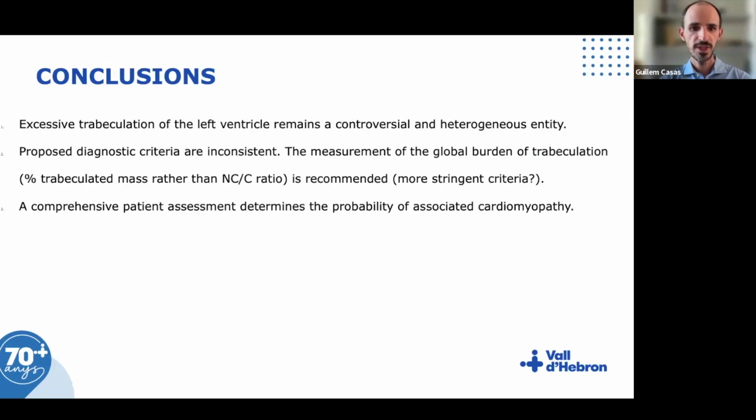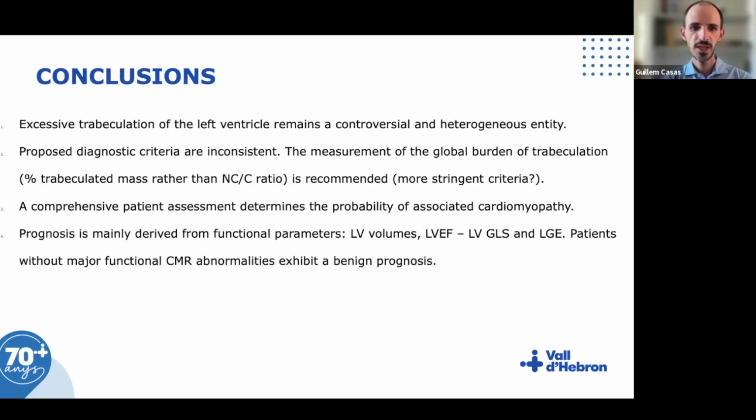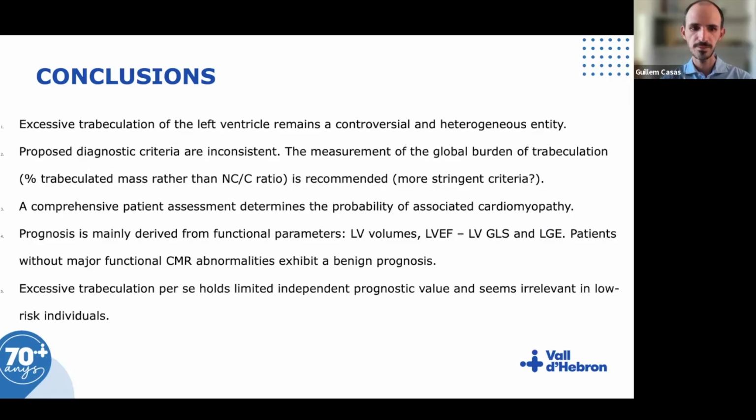A comprehensive patient assessment determines the probability of associated cardiomyopathy. Prognosis seems to be mainly derived from functional parameters such as LV volumes, ejection fraction, or strain, and LGE, and patients without major functional CMR abnormalities exhibit a benign prognosis. And finally, excessive trabeculation per se holds limited independent prognostic value and seems irrelevant in low-risk individuals.